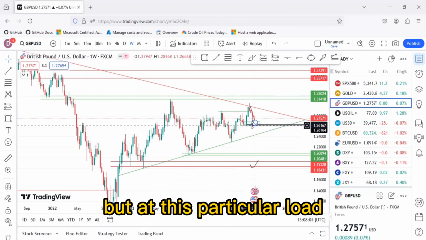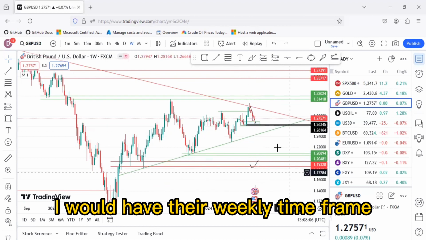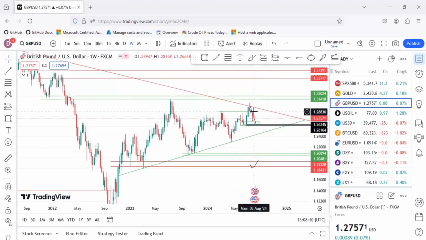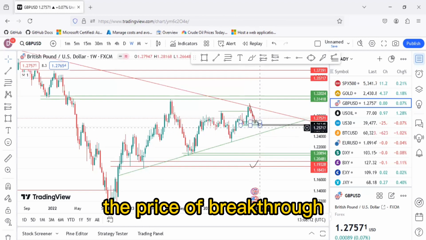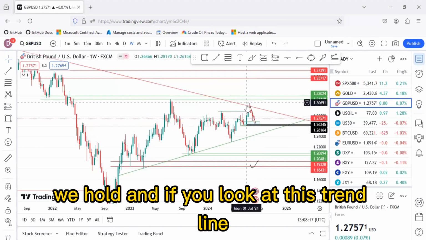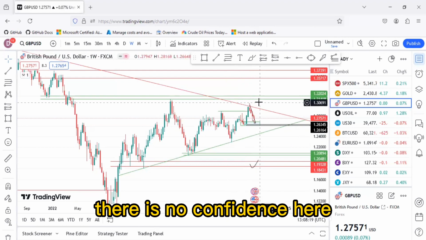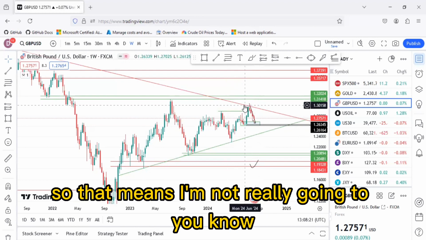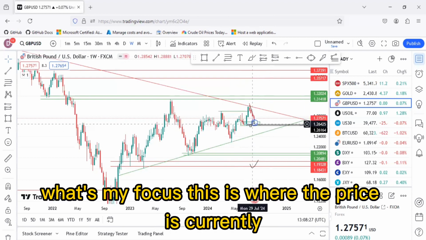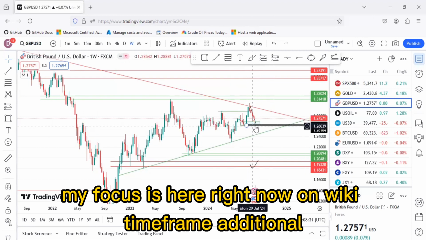But at this particular low that we have there on the weekly time frame, we need to wait for the price to break through before we can say this trend line holds. And if you look at this trend line, there is no confluence here. So that means I'm not really going to focus more on that for now. But my focus, this is where the price is currently. My focus is here right now on the weekly time frame at this low.